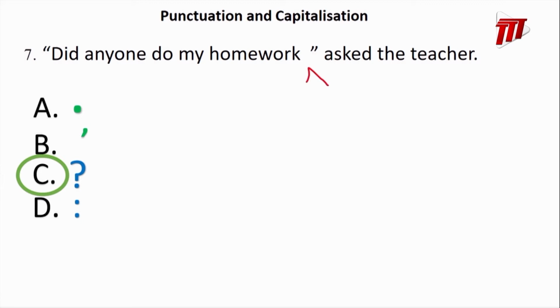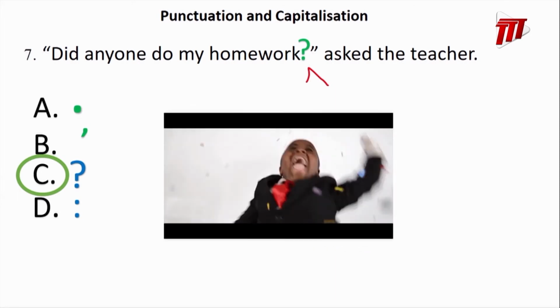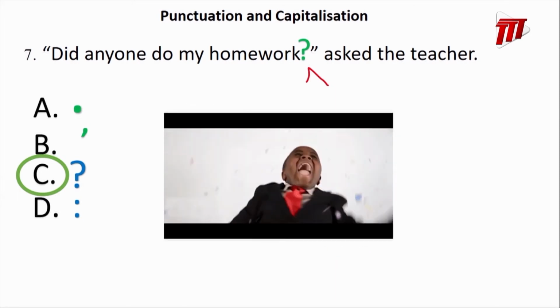That one was easy. "Did anyone do my homework?" It goes before the close quotation mark. Remember that? Your punctuation mark goes before the close quotation. All right. "Did anyone do my homework?" asked the teacher. Congratulations to all those of you who figured it out, probably whilst you were reading as well.